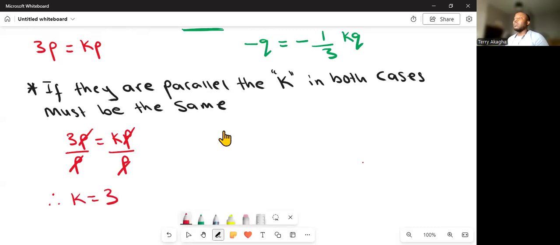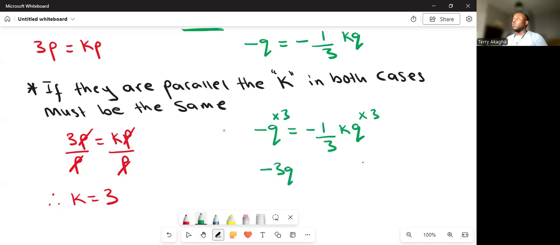Now we go to the next one. We have minus Q is equal to minus 1 over 3KQ. In order to remove this fraction, I usually don't like working with fractions, I usually try to get rid of it. I'm going to multiply both sides by what? 3 to make it easy. So it's going to give us minus 3Q will be equal to, minus 1 over 3 times 3 will give you minus 1, so minus KQ.